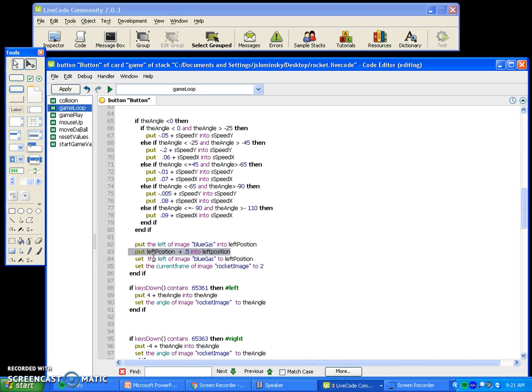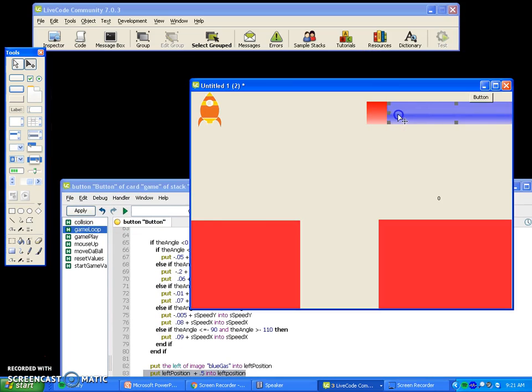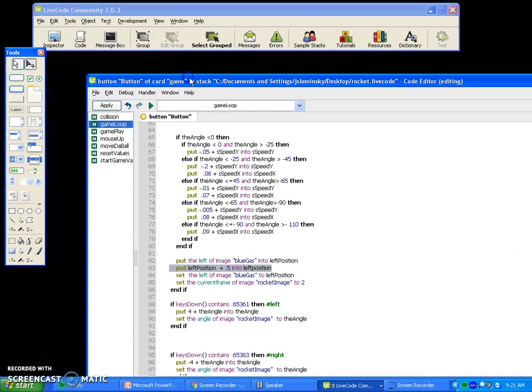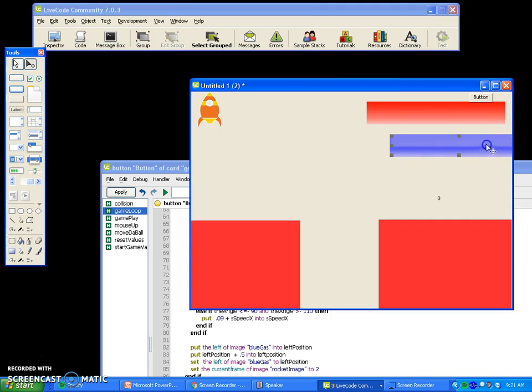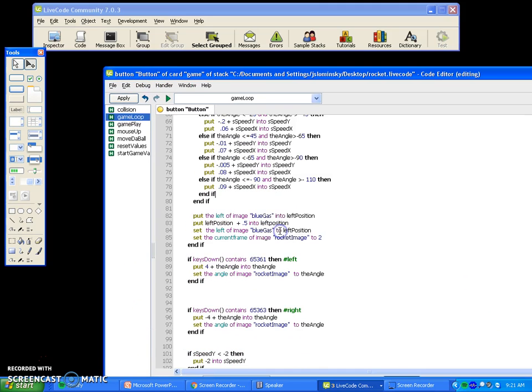Right? It's moving the blue gas over and it's revealing the red gas. That's what that's doing. If you're looking at the interface, you're moving the blue gas over as you hit up, and you're exposing the red gas. And again, remember, when the left position of our blue gas is greater than the right position of our red gas, you're dead. Okay, so that's what this right here is important. This is actually moving the gas.